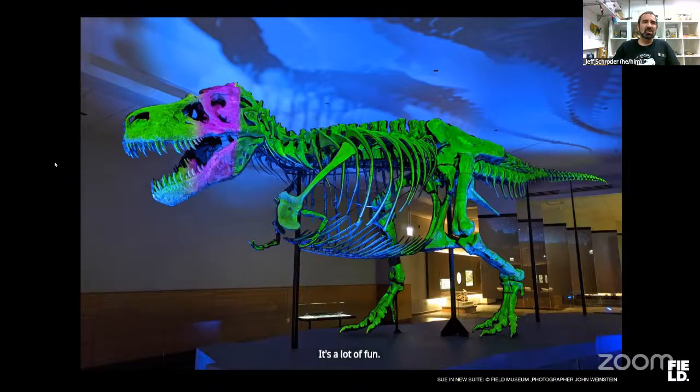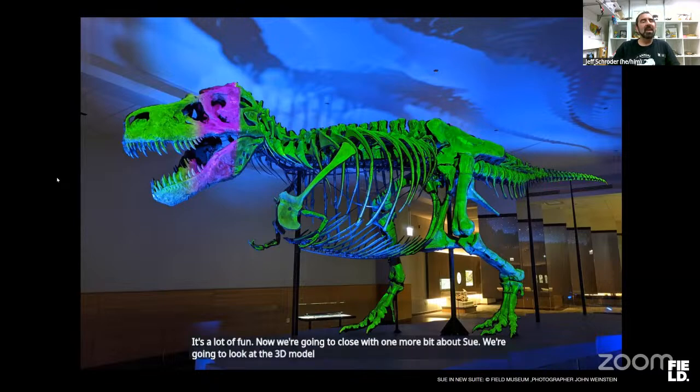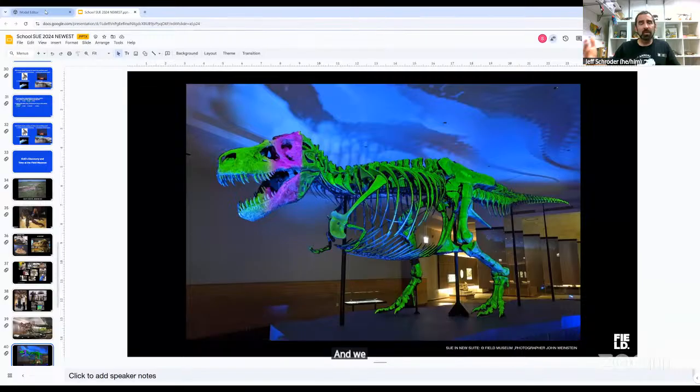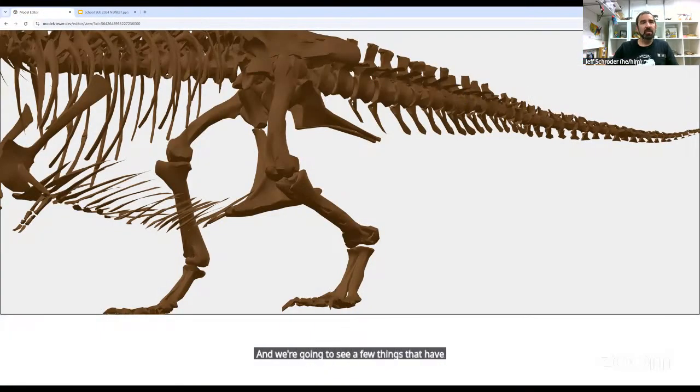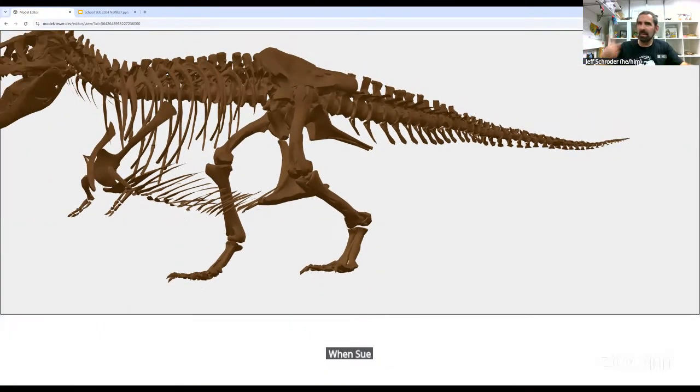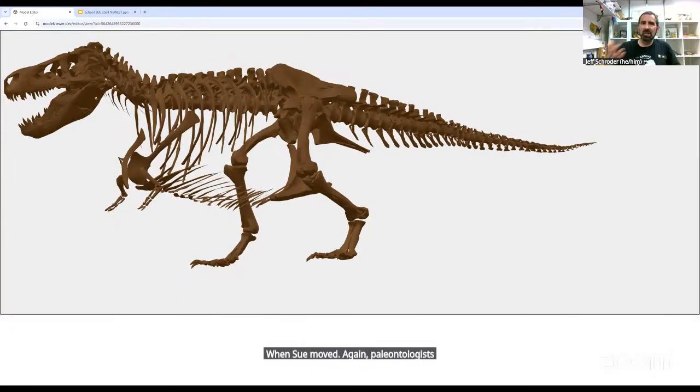Now we're going to close with one more bit about Sue. We're going to look at the 3D model one last time, and we're going to see a few things that have been changed on Sue when Sue moved. Again, paleontologists have to learn and change things sometimes. So one of the things changed were Sue's legs were straightened up. Another thing changed, that Sue's belly ribs were put on.